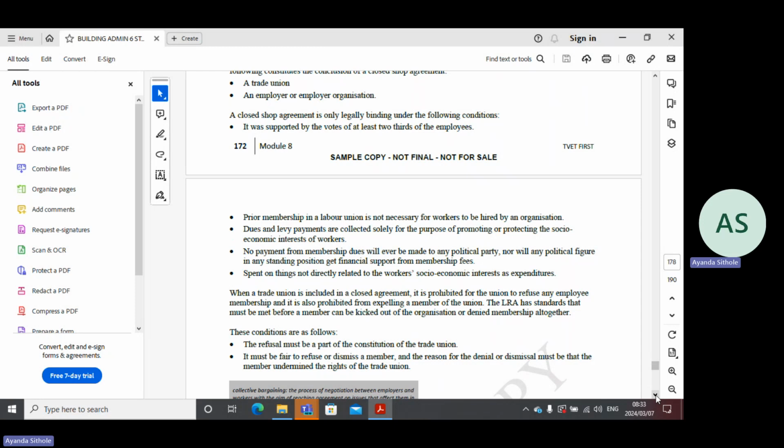Dues and levy payments are collected solely for the purpose of promoting or protecting the socio-economic interests of workers. No payment from members will ever be made to a political party, nor will any political figure in any standing position gain financial support from membership. Okay.